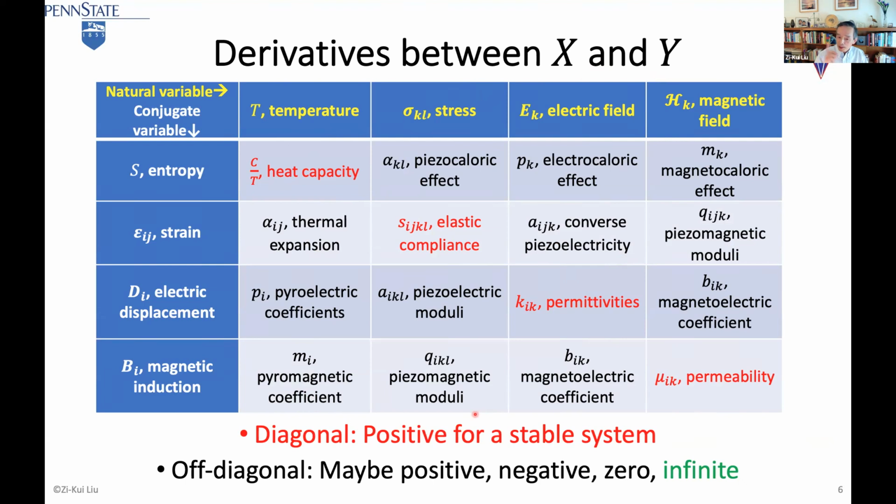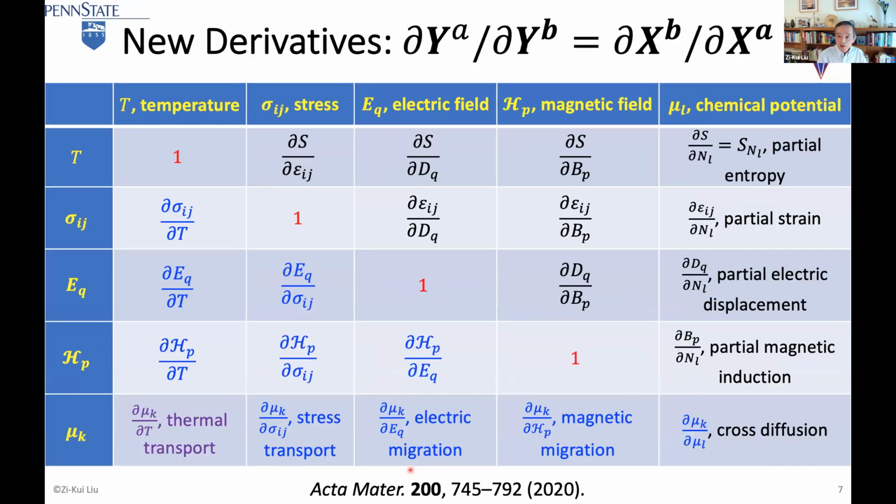The important message I want to mention here is that the diagonal terms are all positive for a stable system. However, the off-diagonal terms could be positive, negative, 0, or infinite. That makes it very interesting, and that's why the free energy function is very important. You can also take another type of derivative, which has been discussed very little, between 2 potentials. It turned out there are even more interesting properties there.